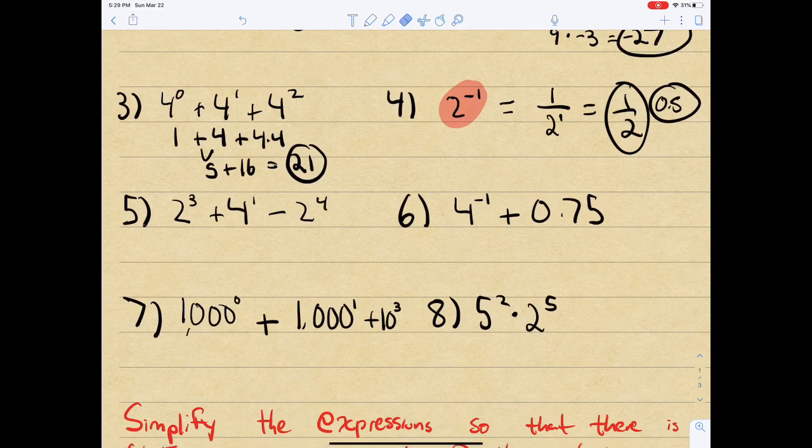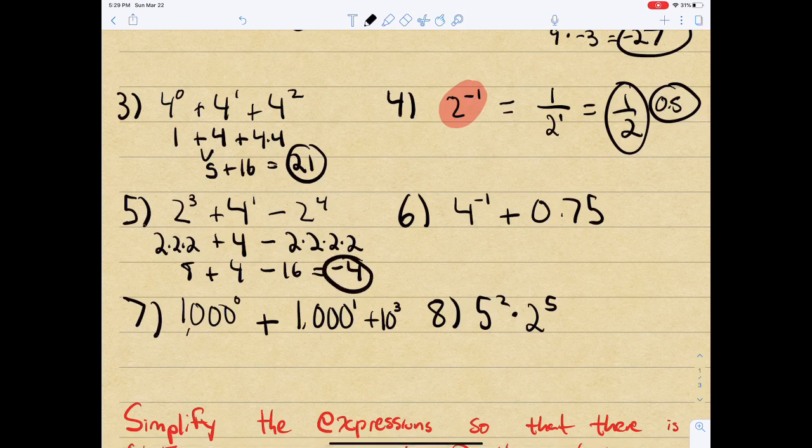This right here, 2 cubed, this is going to be 2 times 2 times 2 plus the 4 minus 2 times 2 times 2 times 2. So if you look back over here to the left, you'll get 8 plus 4 minus 16, and that will all equal -4. Right here, we have another negative exponent, so that's going to be 1/4 plus 0.75, and that's going to give us actually just 1.